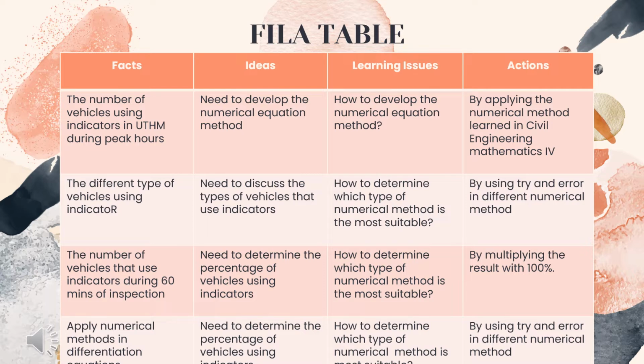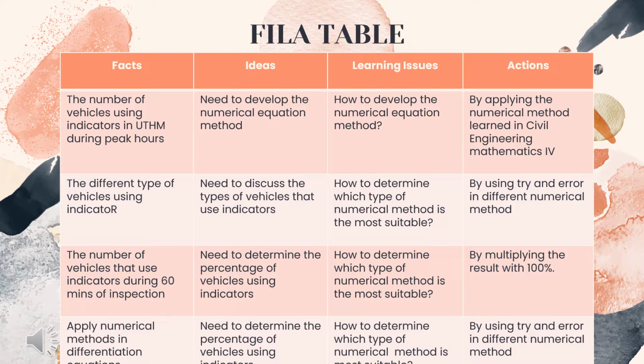So first is the number of vehicles using indicator in UTHM during peak hour. And then the idea we get is need to develop the numerical equation method. For the learning issue is how to develop the numerical equation method, and the action we apply is by applying the numerical method learned in the civil engineering mathematics 4. So for the second, the different type of vehicle using indicator. The idea is to need to discuss the type of vehicle that use indicator. For the learning issue is how to determine which type of numerical method is the most suitable. And lastly the action is by using the trial and error in different numerical method.